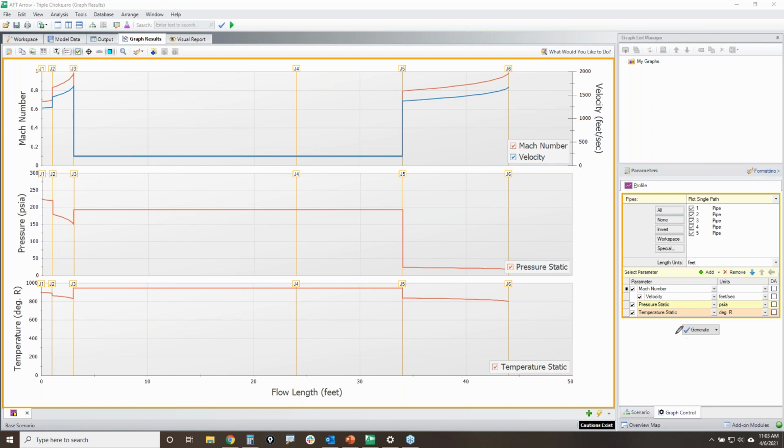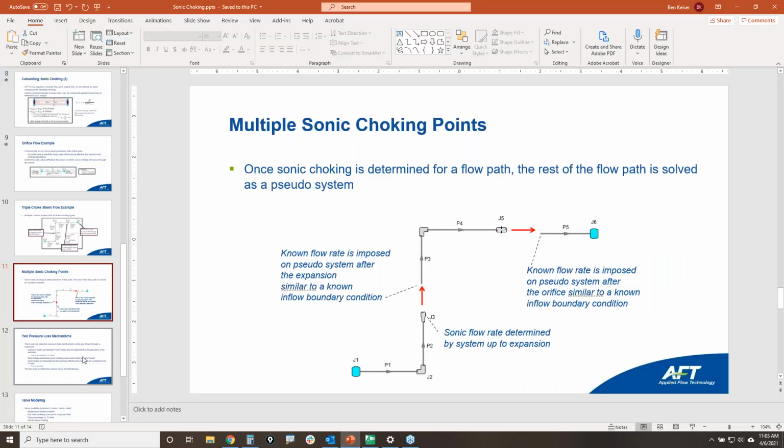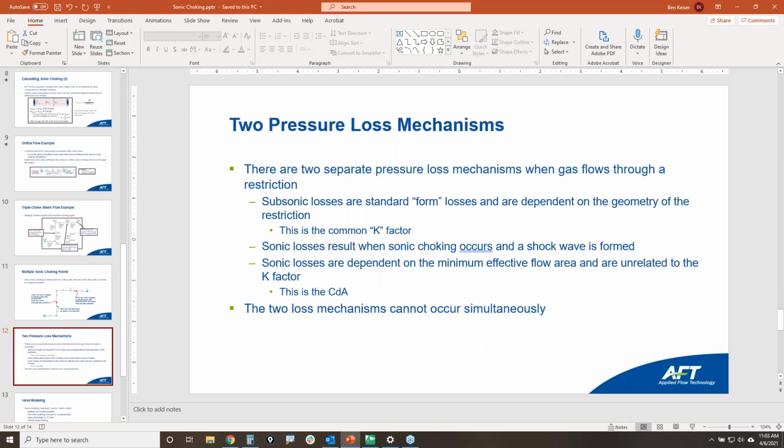And then you'll probably want to account for convection, different things like that. All right. So that is basically what I wanted. Oh, there's a couple more quick things I wanted to mention here with the compressible flow. So there's 2 pressure loss mechanisms. So you've got your K factor, which is your regular K factor for subsonic losses, like the K factor for an orifice plate. And then there's sonic losses. Sonic losses is defined by that CDA value.